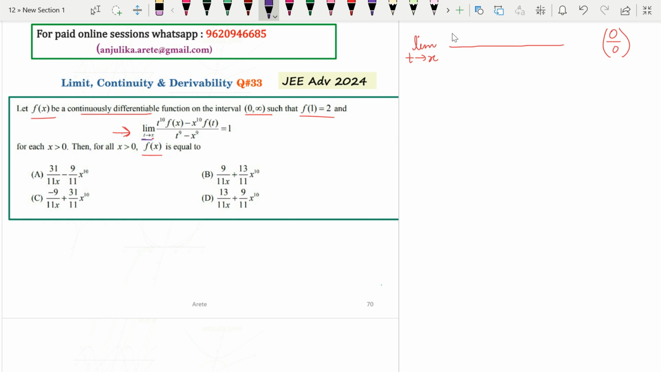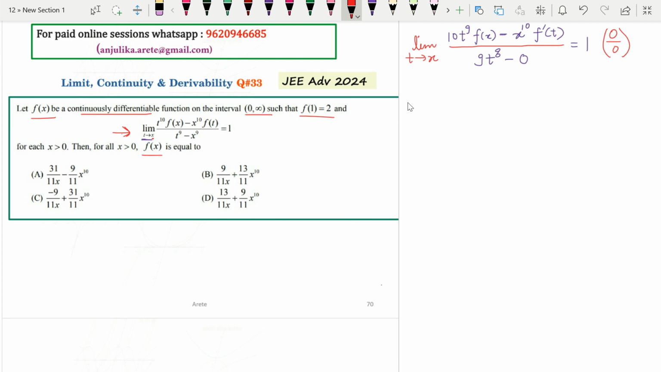Okay, so let's do that. T to the power 10 derivative would be 10 t to the power 9. F of x, it's a function of x. We are not going to touch it. X to the power 10 also, it's a function of x. I'm not going to touch it. It's a constant for me. And I am going to find the derivative of f of t. Similarly, in the denominator, separately, what's the derivative? 9 times t to the power 8. X to the power 9 derivative? 0, because we are assuming it to be constant. So this is going to be 1 now.